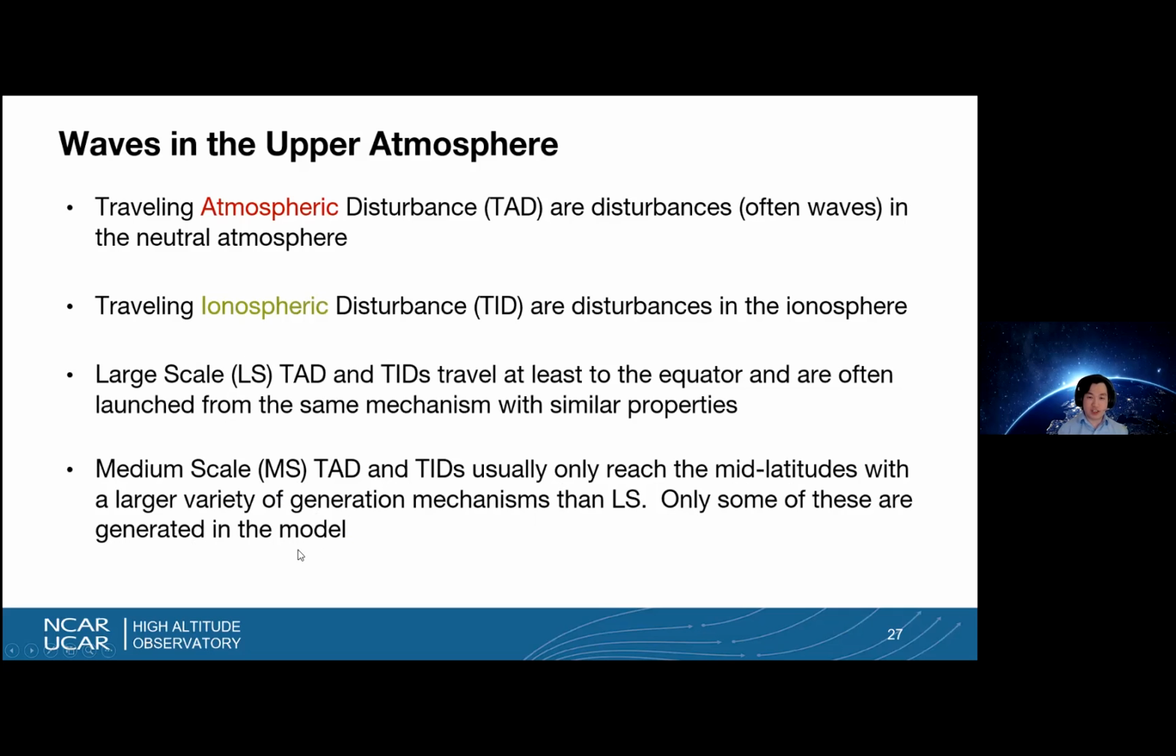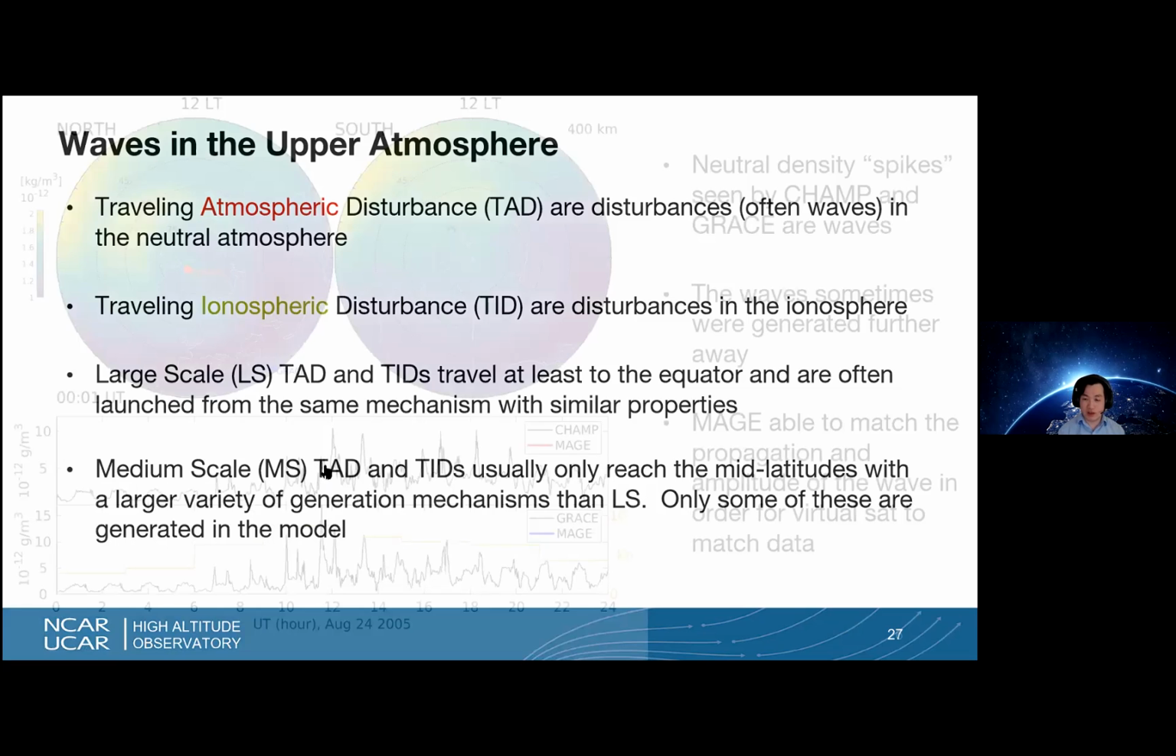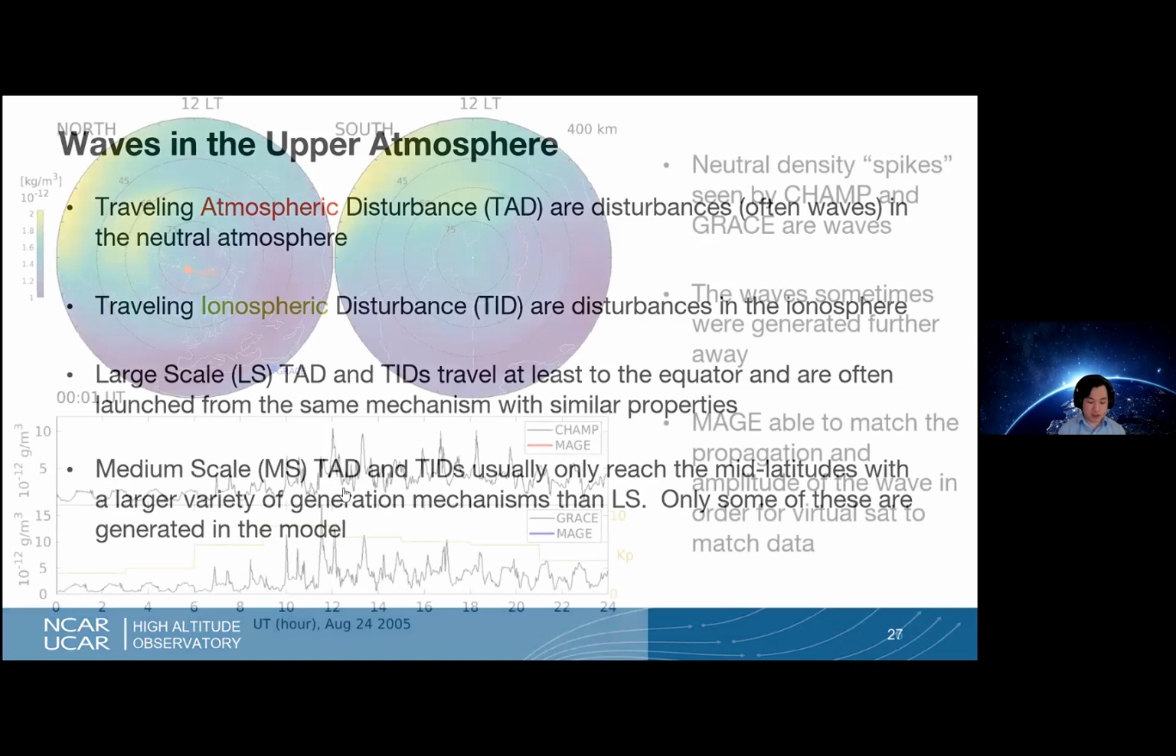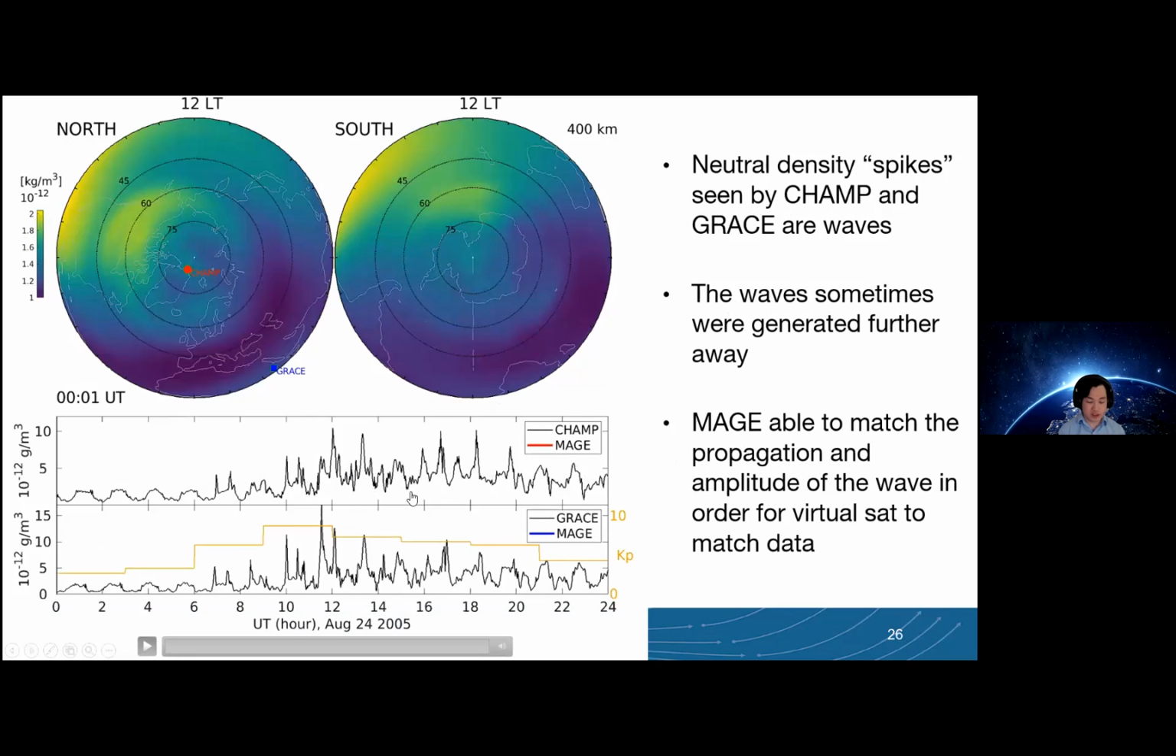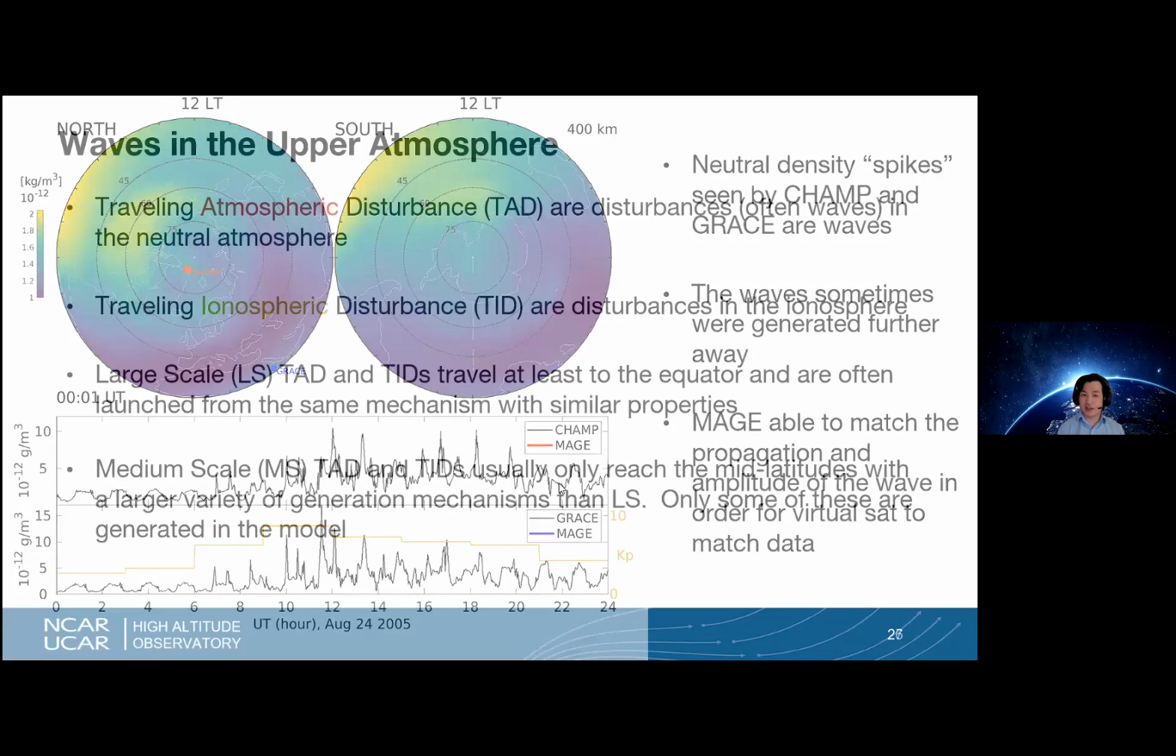Some of these are generated in the model. We're still missing a lot of physics within the model, and including some of the physics and heating mechanisms would help us generate these medium scales. We do get a good number of these medium scales correct, which are some of these smaller variability spikes, some of these smaller amplitude spikes, and then the very rapid spikes. A lot of these are from the MSTIDs, medium scale TIDs.